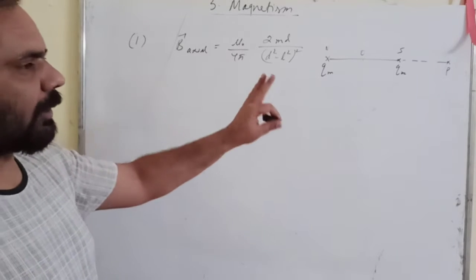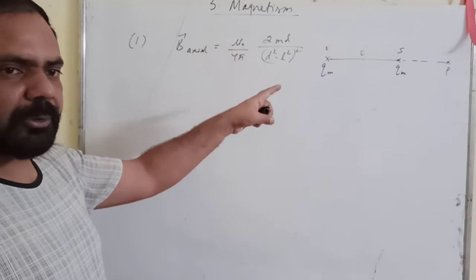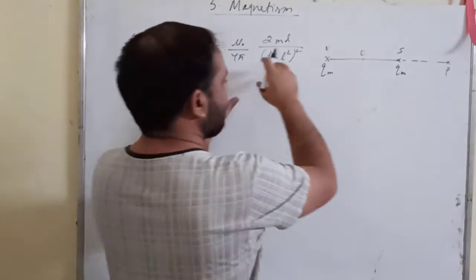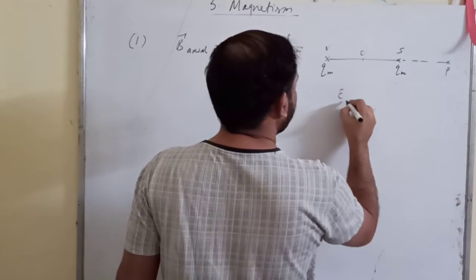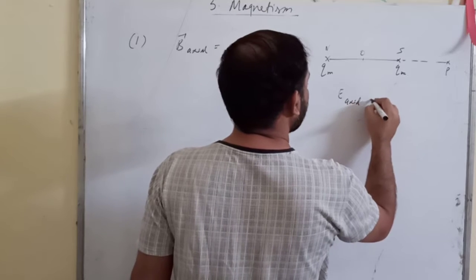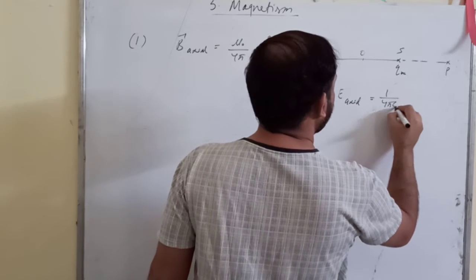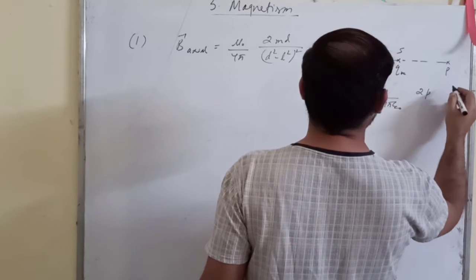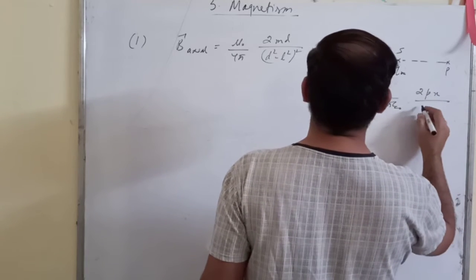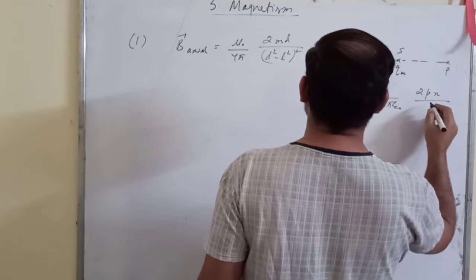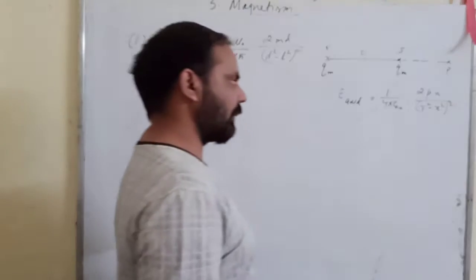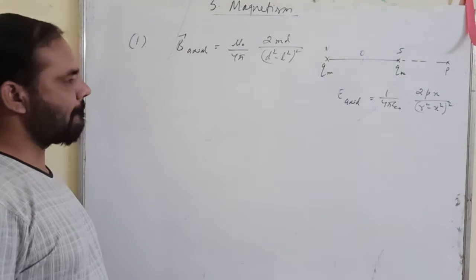I am just writing the formula for the electric dipole also, so that you can see you will get only the same thing. Electric field axial was 1 upon 4 pi epsilon naught, 2px upon r square minus x square whole square.